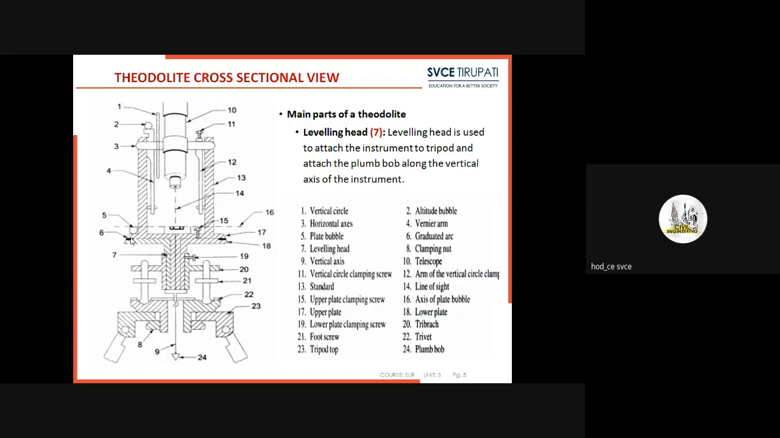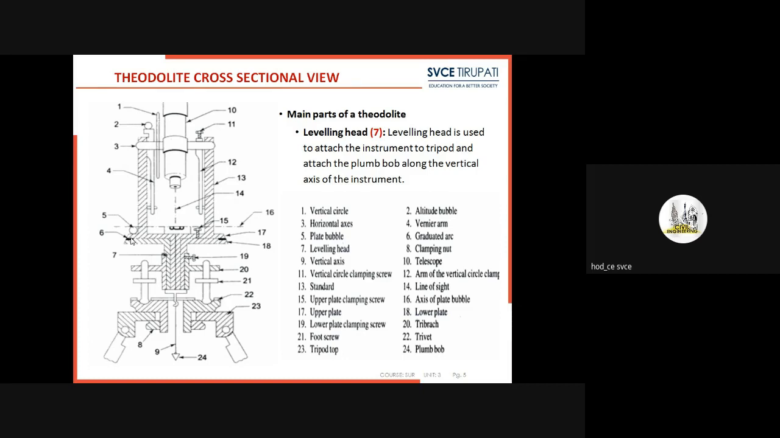And as you know, number 14 is the line of sight. That means when we are focusing the object, our eyesight will move along the line of sight. Next, upper plate clamp screw.